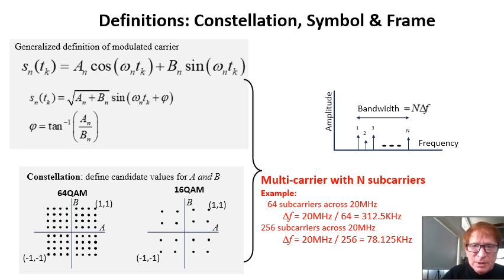802.11, for example, has 64 subcarriers spread across a 20 megahertz bandwidth. Given this specification, the frequency separation for the subcarriers will be exactly 312.5 kilohertz. That is 20 megahertz divided by the 64 subcarriers. For the more recently released 802.11ax specification, the number of subcarriers has been increased to 256 with a frequency separation of 78.125 kilohertz in order to maintain the same 20 megahertz bandwidth.